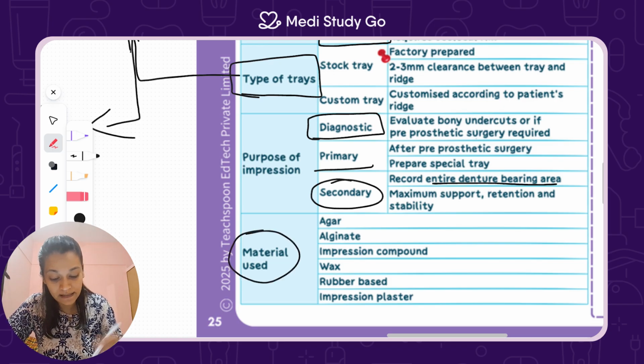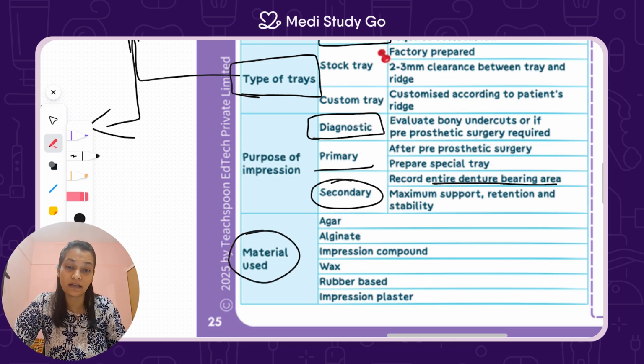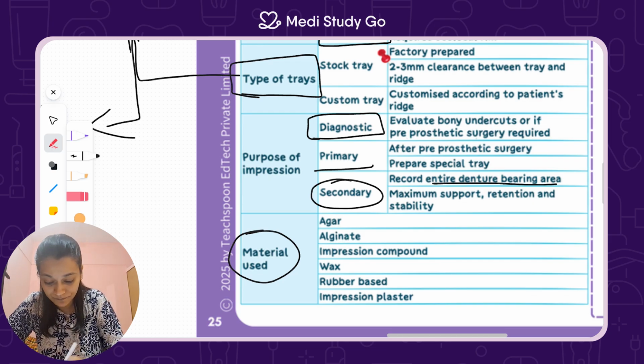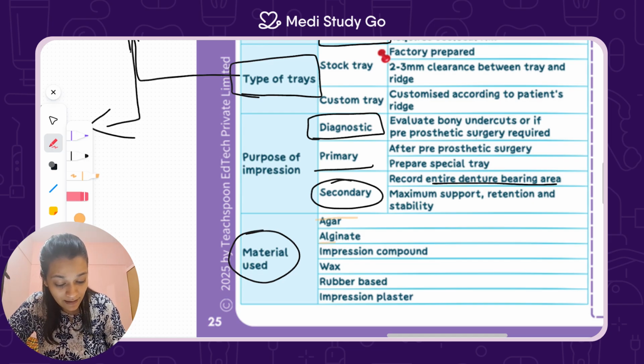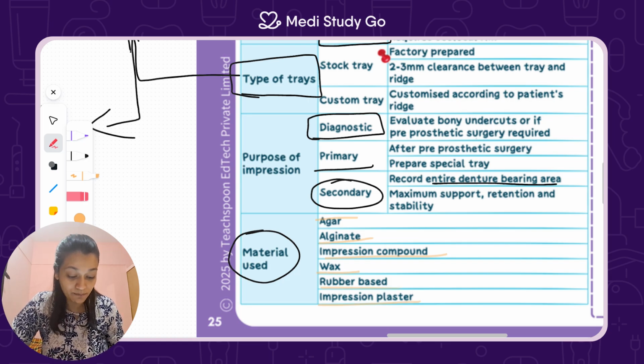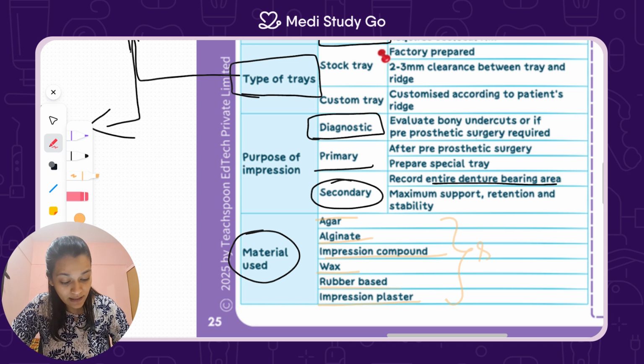Moving on to the materials that are used. There are n number of materials. Whether it is a diagnostic impression, a primary or secondary, your material of choice will differ. Whether the tissues are flabby, the ridge is atrophic or knife edge, the materials will differ. The techniques will differ. So the material can either be agar, alginate, impression compound, wax, rubber based and impression plaster. Can you think of a case wherein you would want to select this material?